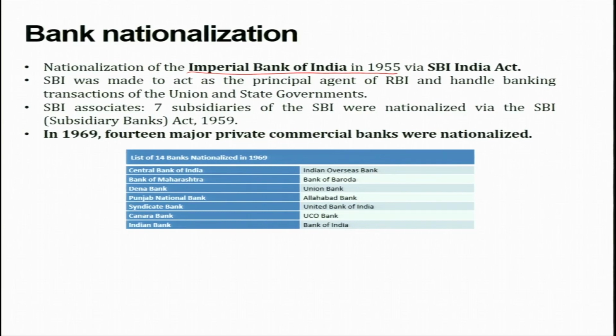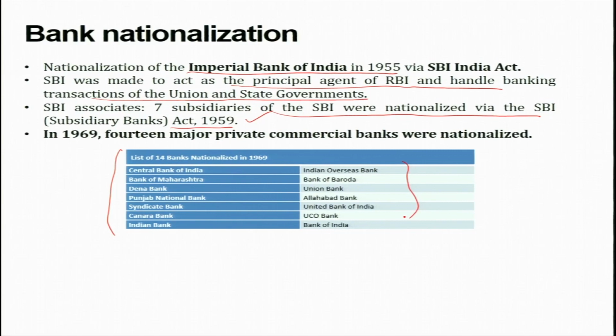So SBI was made to act as the principal agent of RBI and handle banking transactions of the union and state governments. And in 1959, SBI associates, that is 7 subsidiaries of the SBI, were nationalized by the SBI Subsidiary Banks Act of 1959. So in 1969, 14 major private commercial banks were nationalized. So you know, these are the banks nationalized in 1969.